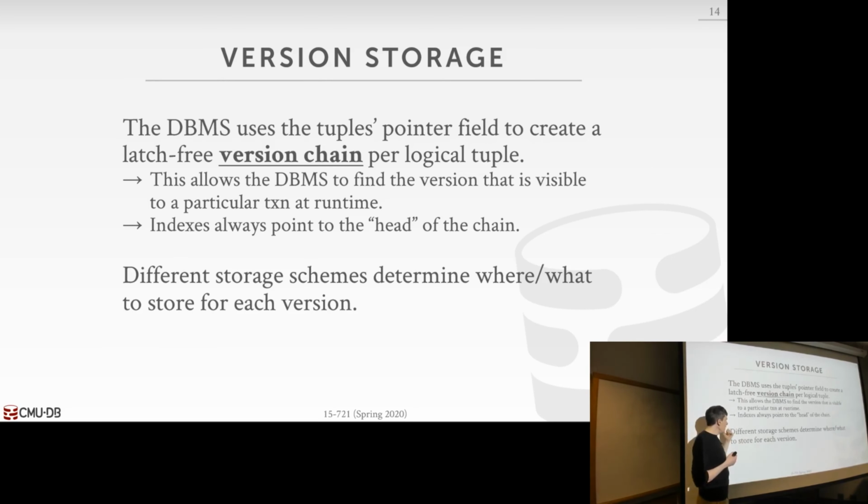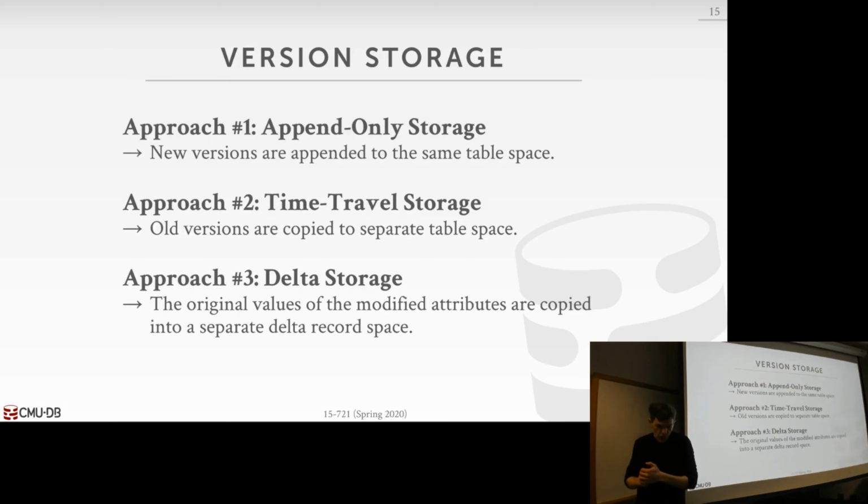So the different schemes we'll talk about here will determine where we're going to store, and what we're going to store, for each version that we create. Sometimes we'll store a delta, sometimes we'll store the actual entire tuple. So the three approaches are append-only, time travel storage, and delta storage. And the spoiler would be that delta storage is the best way to go. But there's still a lot of systems, like Postgres in particular, that do append-only.